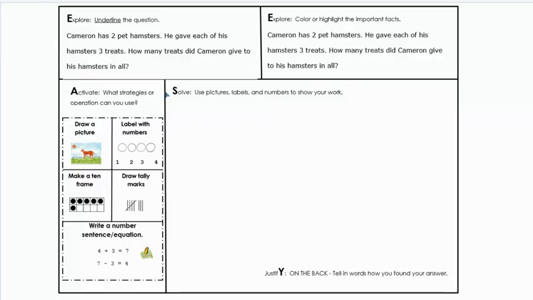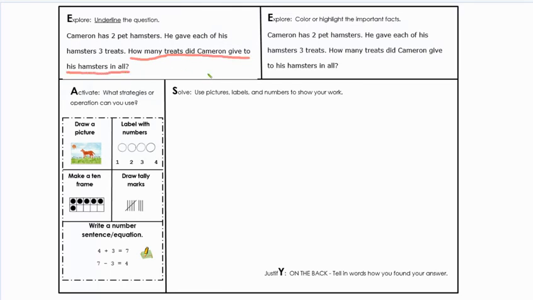Okay, so the problem for today says Cameron has two pet hamsters. He gave each of his hamsters 3 treats. How many treats did Cameron give to his hamsters in all? Okay, so the very first thing that I'm going to do is underline the question. I could see that the question is over here where it says how many treats did Cameron give to his hamsters in all? Remember, the question is usually at the end and it has a question mark, so I'm going to underline.